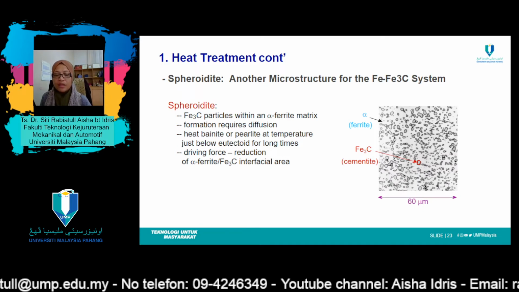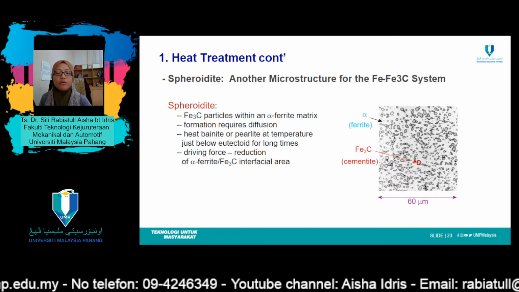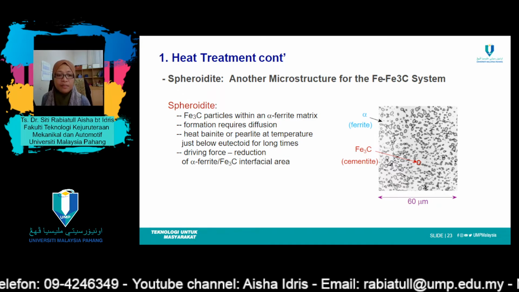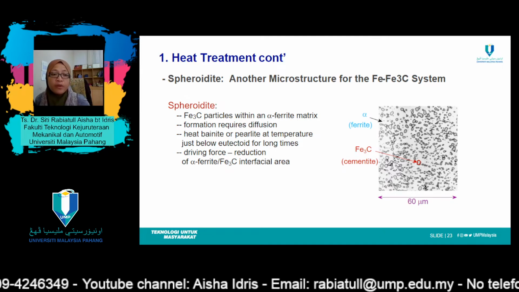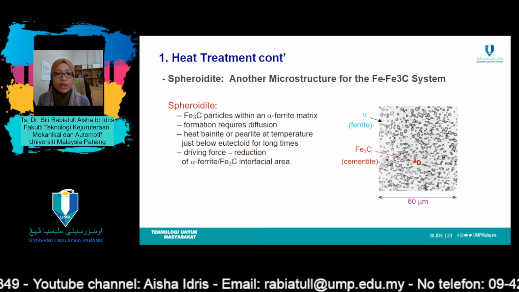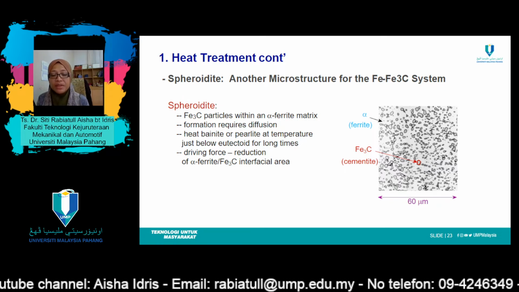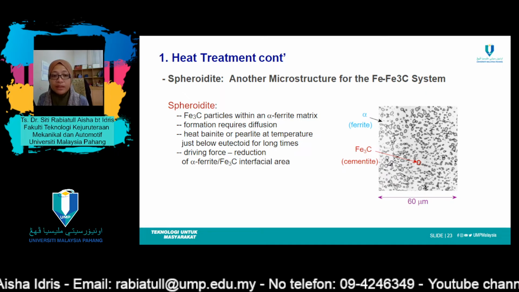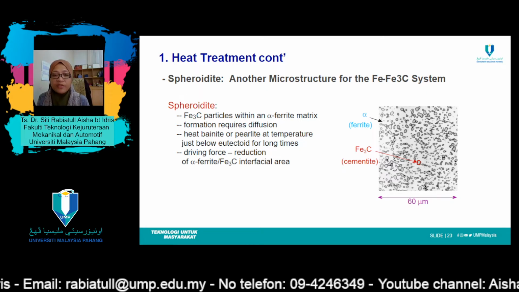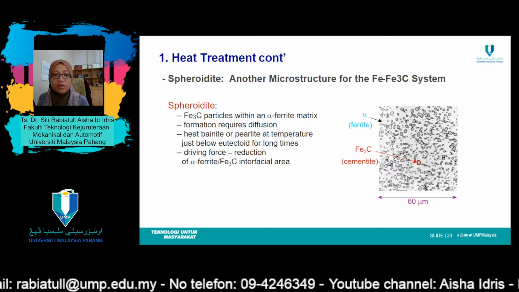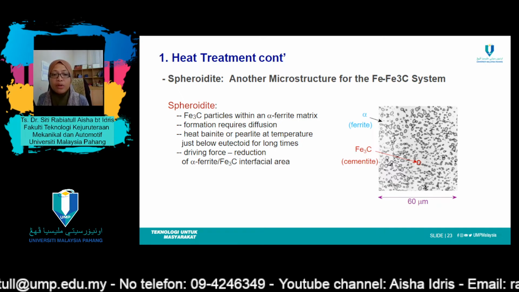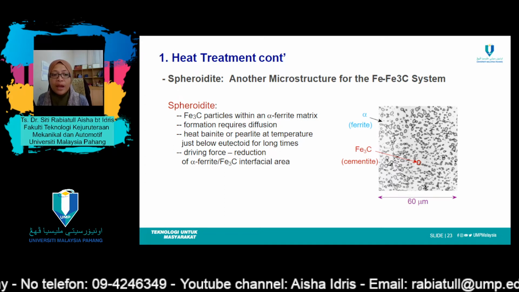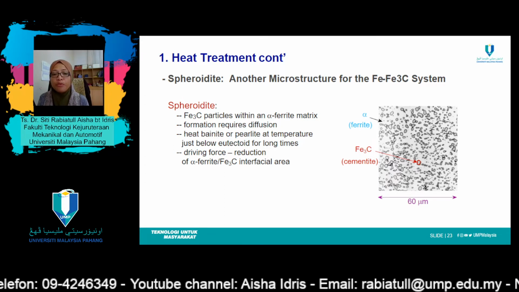Other than that, the other terminology or phase that you need to know in the iron carbon system is spheroidite. Spheroidite refers to a microscopic constituent in some steels composed of spherical shaped cementite particles in an alpha ferrite matrix. Spheroidite is the most ductile and softest type of steel on the granular molecule level. Its purpose is to soften higher carbon steels and produce more formability.